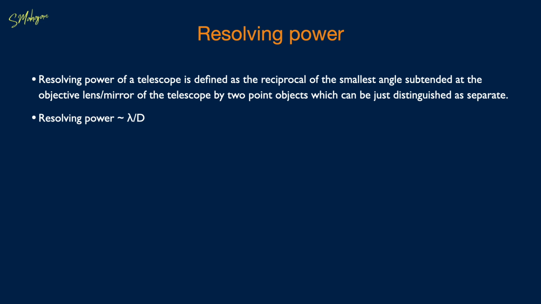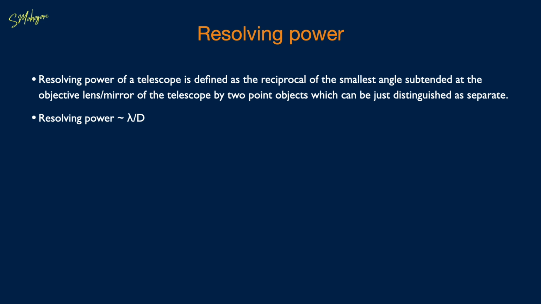The resolving power of a telescope is defined as the reciprocal of the smallest angle subtended at the objective lens or mirror of the telescope by two-point objects which can be separated from each other when viewed through the telescope. Think of it in the sense that there are two very close by stars, but if you are looking at them through a small telescope, you will see them as one big point of light, but a better telescope will show you that the two stars are actually separated by a physical distance.